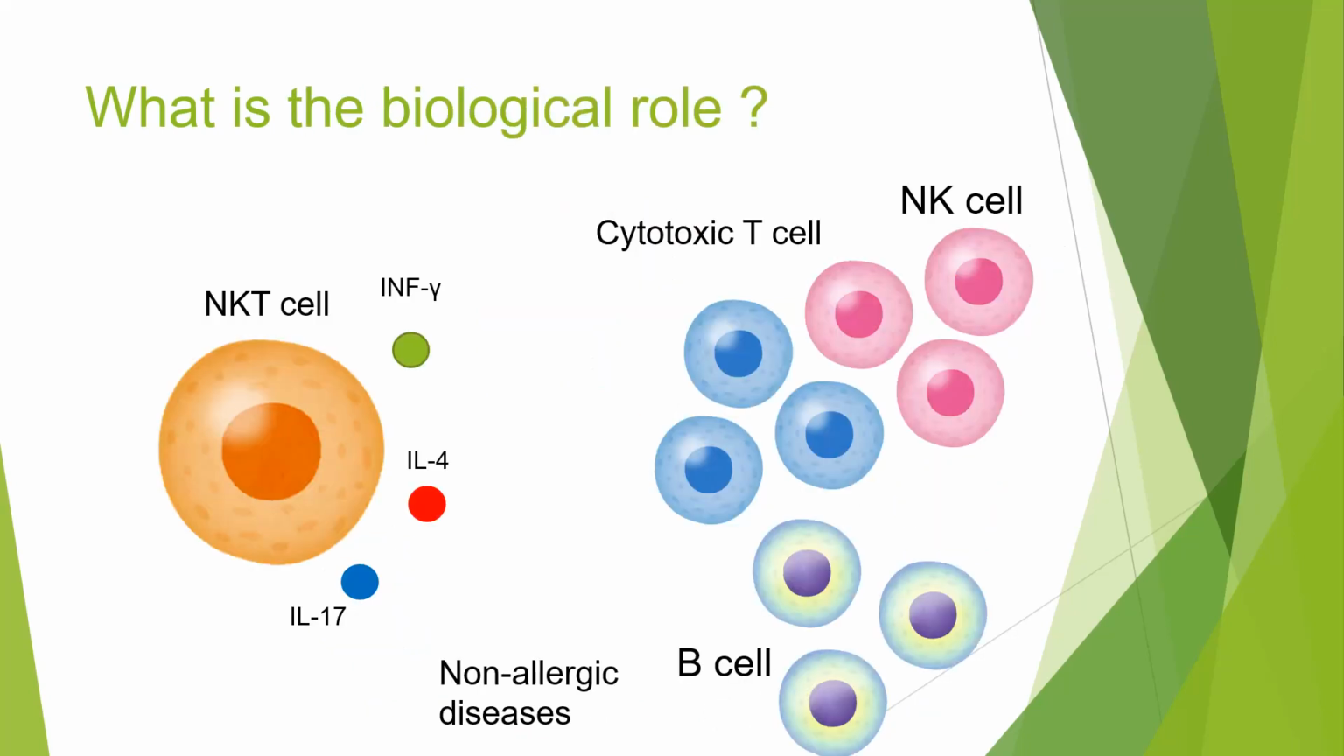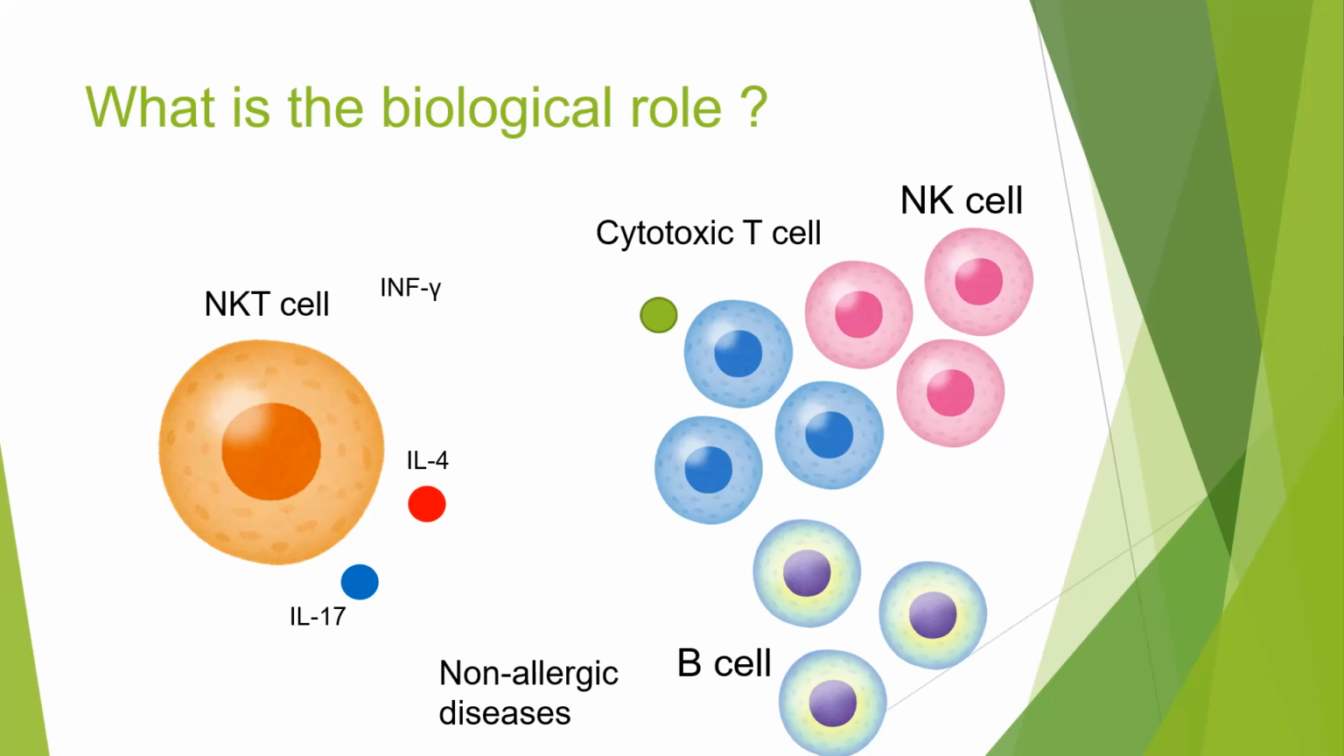NKT cells can induce cell death against cancer and other cells due to their NK cell properties, but their direct cytotoxic activity is limited due to the small amount present in the body. On the other hand, NKT cells have the ability to produce a large amount of cytokines. The production of helper T1 type cytokines, such as interferon gamma, activates the innate immune system, such as NK cells, and the acquired immune system, such as cytotoxic T cells.